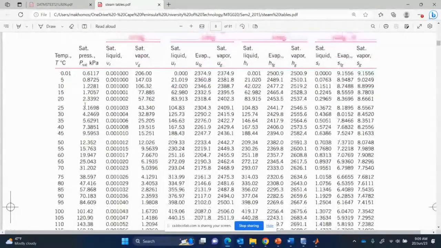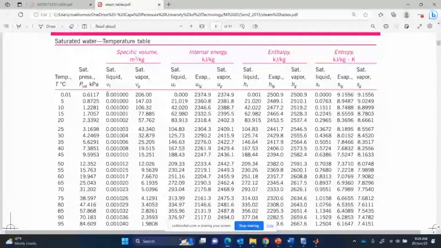Okay, by the way, the units are also very important. The specific volume is cubic meters per kilogram. Internal energy, kilojoules per kilogram. And the enthalpy, kilojoules, both of them are energy. Enthalpy and internal energy are energy, so the units are the same. And then the entropy, kilojoules per kilogram Kelvin.